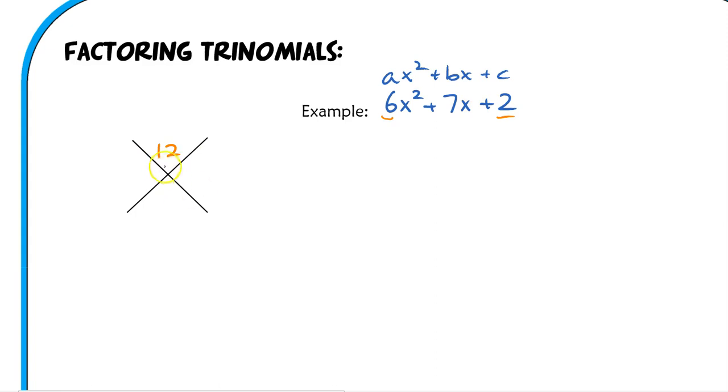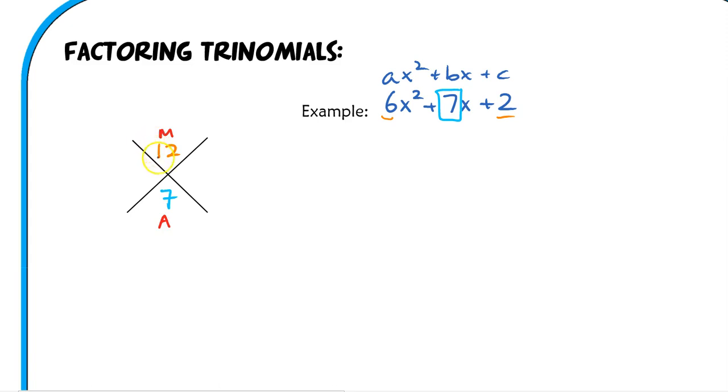Now, directly underneath this x, I'm always going to write the number that comes in the middle, the b value. Okay, so 7. So I place the 6 times 2, which is 12, right here on the top of the x. The 7 is going to go on the bottom. Now, I'm looking to find 2 numbers that will multiply to 12, but add up to 7. Okay, so let's think about that.